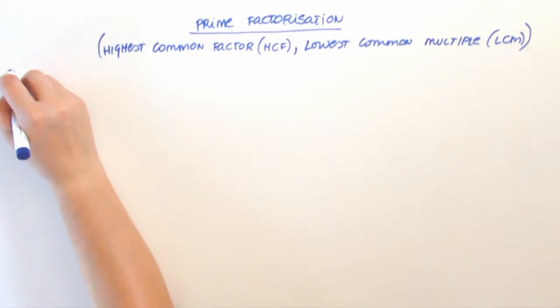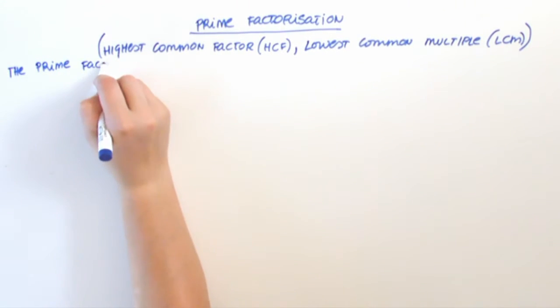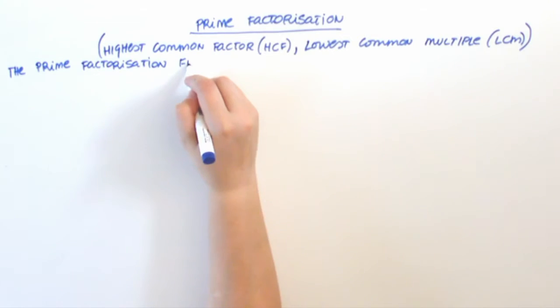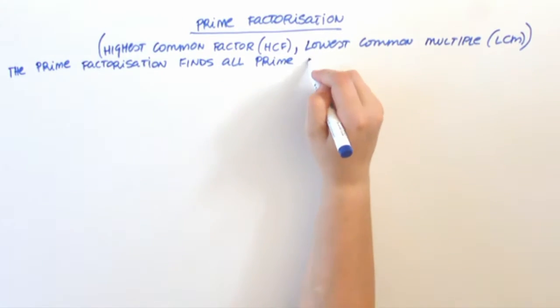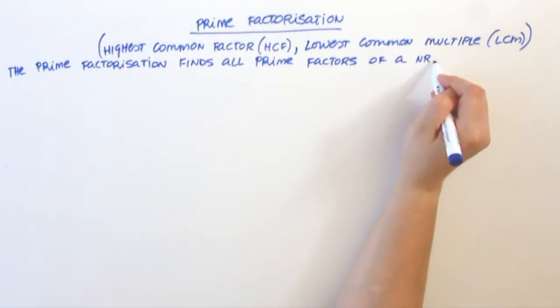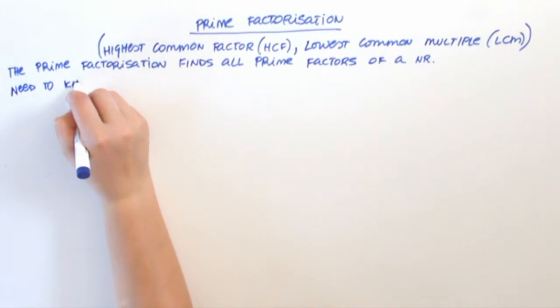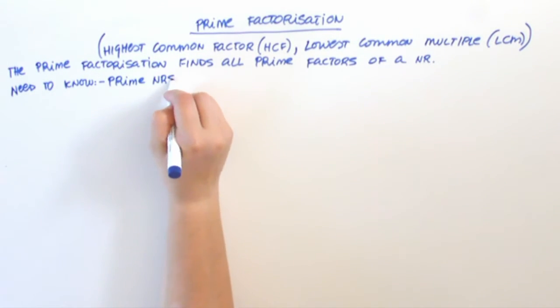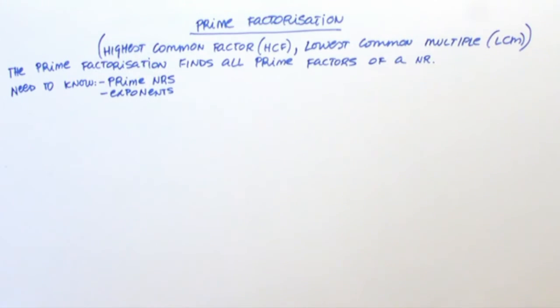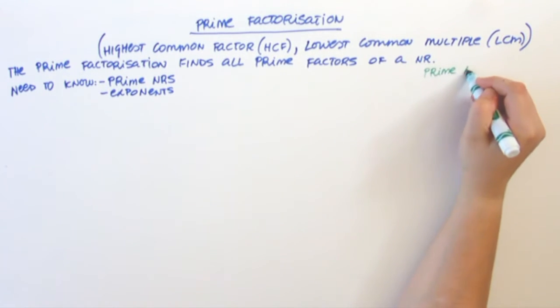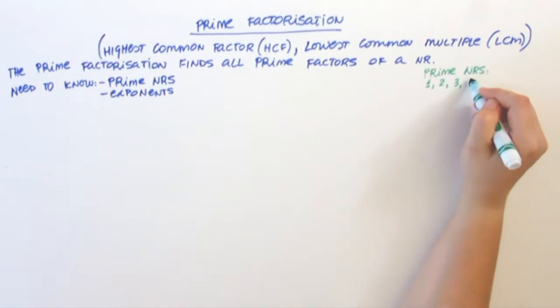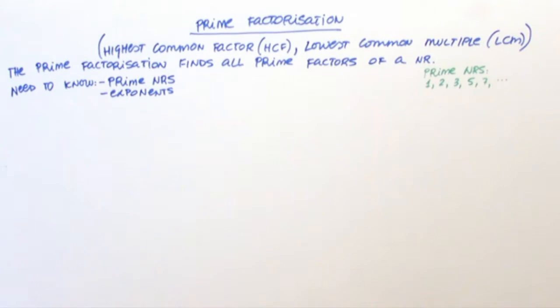Now remember, the prime factorization finds all the prime factors of a number. So in order to be able to do it, I need to know what the prime numbers are and to work with exponents. Now, if you're thinking in your head that the list of prime numbers looks like 1, 2, 3, 5, 7, remember 1 is not a prime, it should not be there.